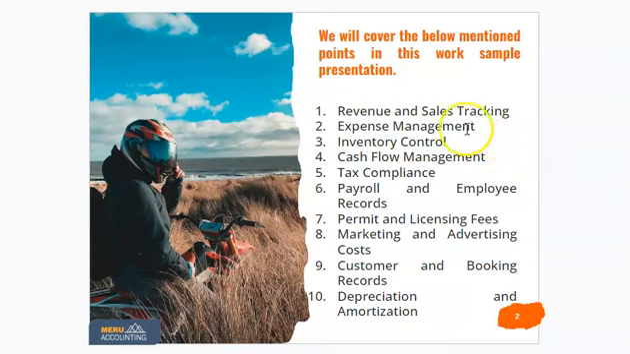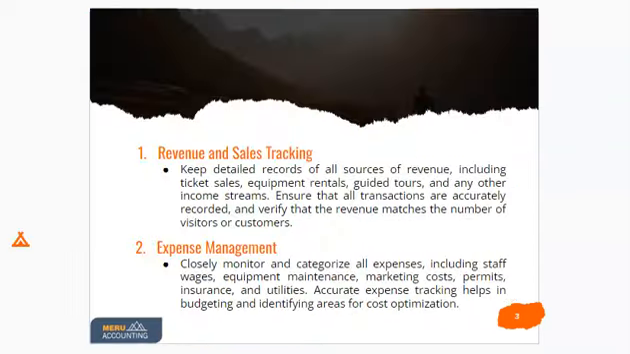In today's video, we're going to talk about accounting and bookkeeping for the outdoor recreation and adventure industry. We'll cover these topics in this video. We'll start with revenue and sales tracking, then go to expense management, inventory controls, cash flow management, tax compliance, payroll and employee records, permits and licenses, fees, marketing and advertising cost, customer and booking records. Then lastly, depreciation and amortization.